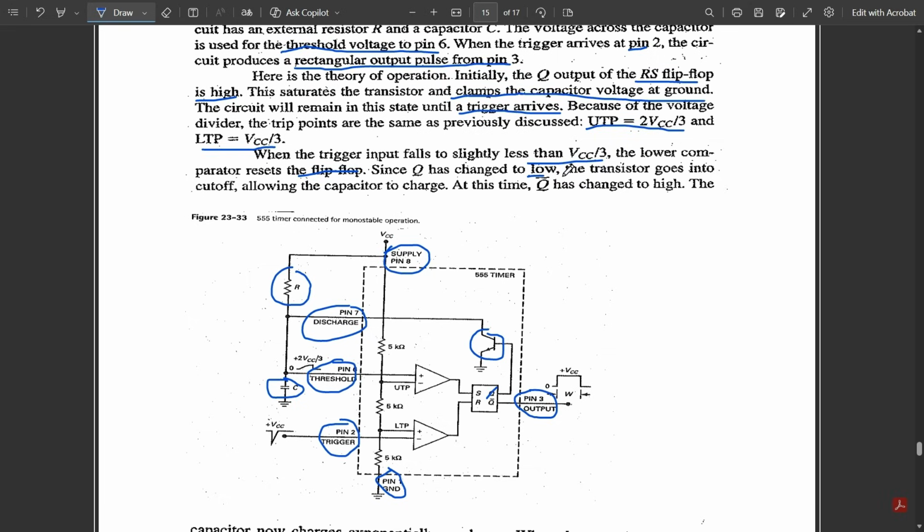Okay, so the lower comparator would be resetting the flip flop since Q has changed to low, that is the Q signal now. Initially it was high, right? Initially it was equal to 1. Now since the trigger arrives, it would be equal to 0. So it means that the value of VCC by 3 is further reduced because of the trigger.